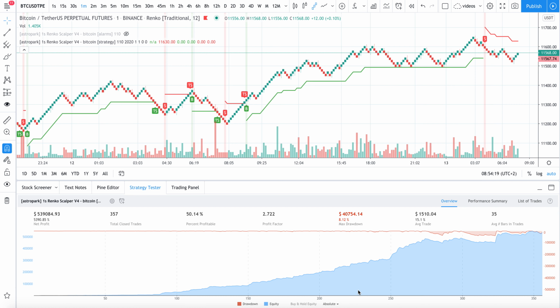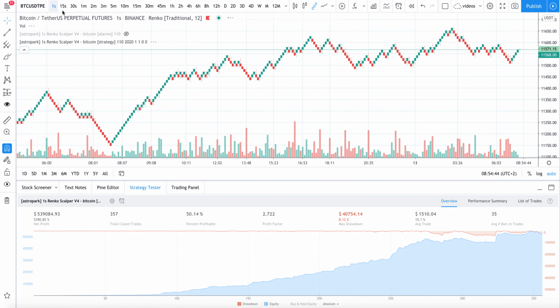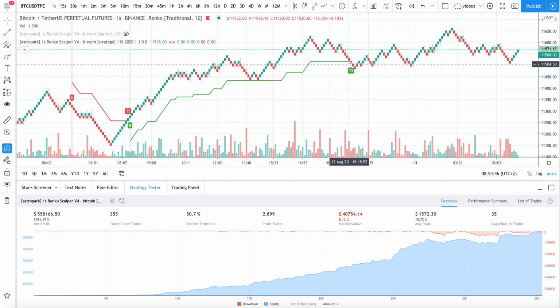I started with this Renko Scalper, I guess 2 years ago. Now I'm at V4. On 1 second, I started with some 10 minutes, then 1 minute, then I went back to something working also on 1 second. 1 second is the most volatile, the most responsive because it needs only 1 second and a specific price change to make a brick permanent on the chart.